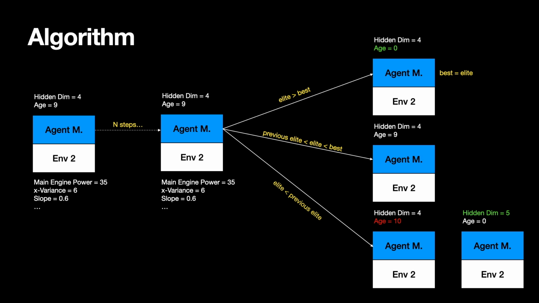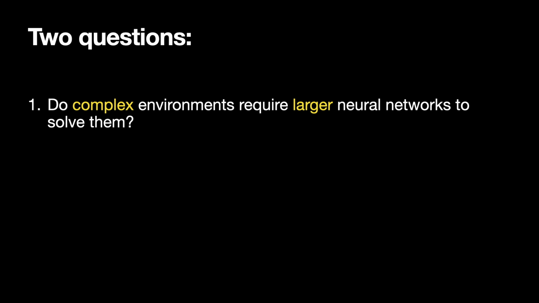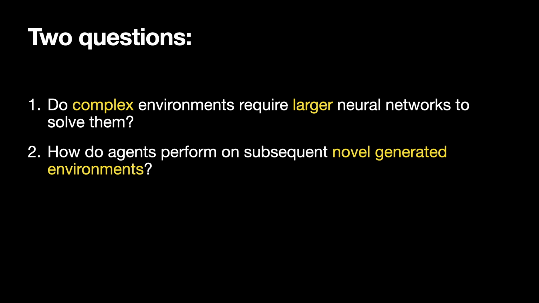Through experimentation, I determined that age 10 works best so that progress towards solving an environment does not stagnate for too long, while also giving the agents enough time to improve. I evaluate my work by answering 2 questions. 1. Do more difficult environments require larger neural networks to solve them? And 2. How do agents perform on novel generated environments?